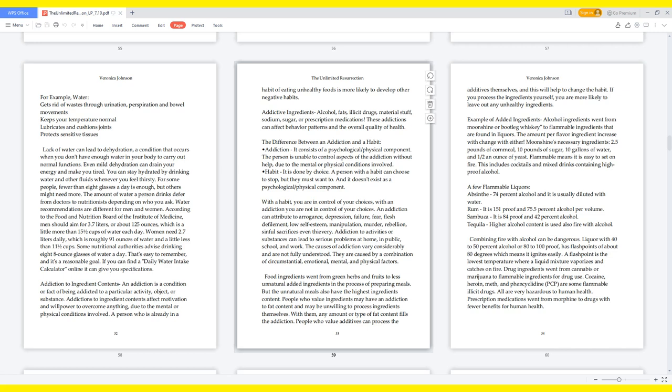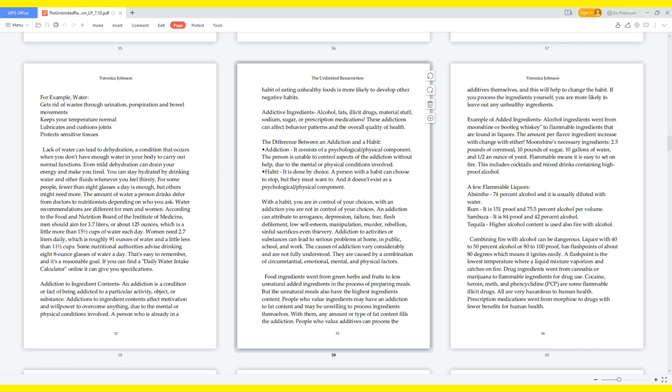An addiction can attribute to arrogance, depression, failure, fear, flesh defilement, low self-esteem, manipulation, murder, rebellion, sinful sacrifices, even thievery. Addiction to activities or substances can lead to serious problems at home, in public, school, and work.